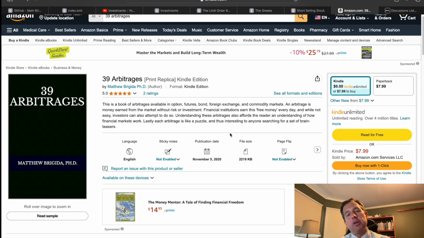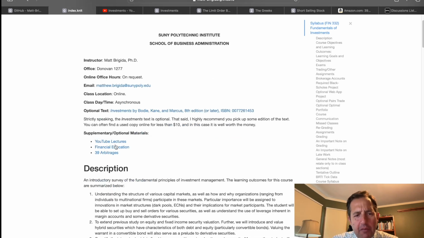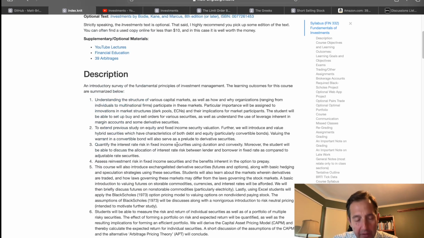So this is a much stronger pricing mechanism. You can't always use arbitrage, but when you can, that gives you an exact price. So this just goes over construction of 39 arbitrages. Some of them are relevant to the course.